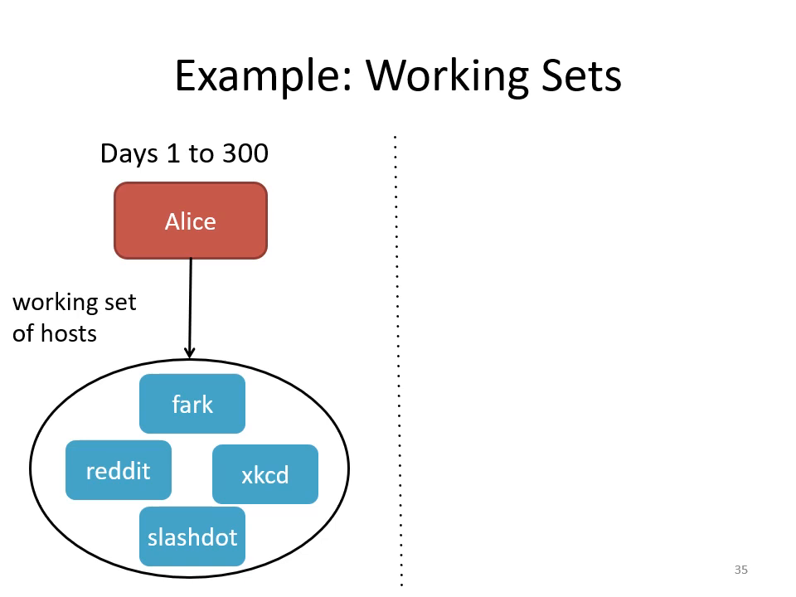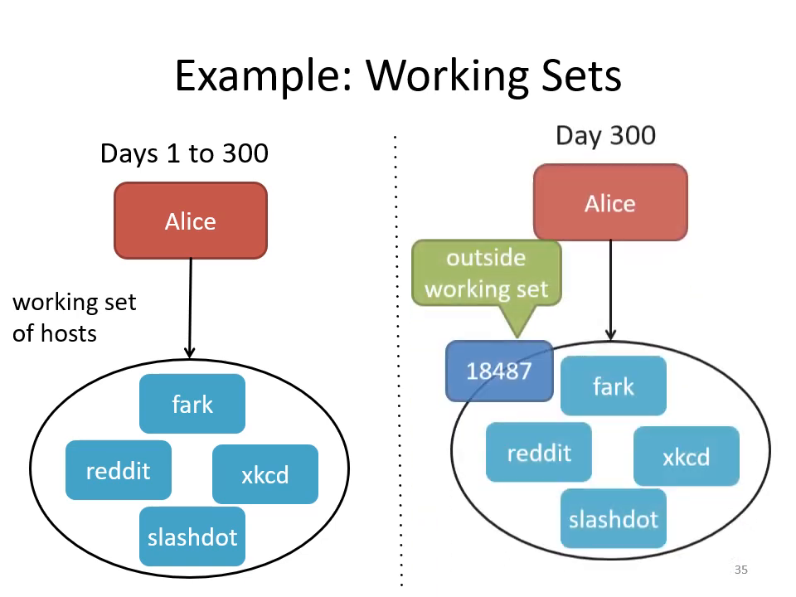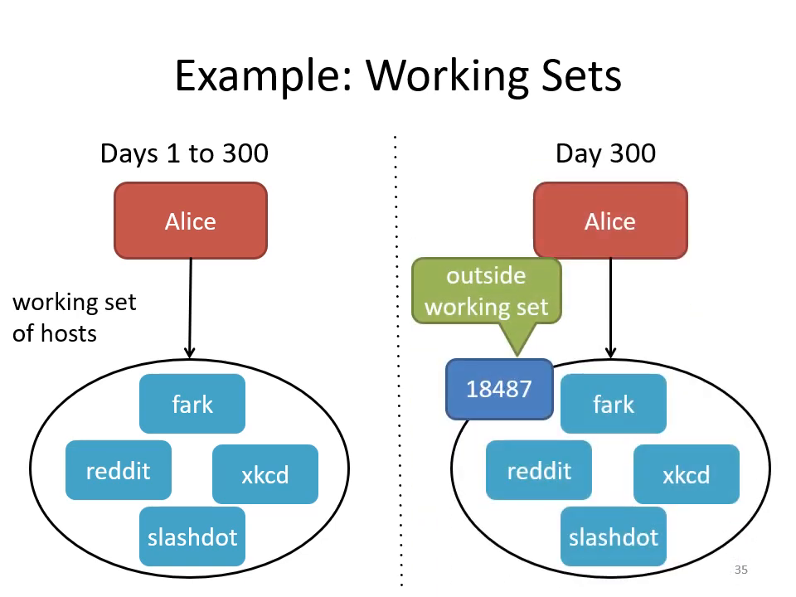If we see this on the first 300 days, and then on the next day, we see a connection to the machine 18487, we can kind of say, this looks anomalous. Alice never connected to this before. She's been pretty consistent on these other 4 machines. This looks like an anomaly. Maybe she's been attacked, and there's some rogue software. Somebody took over a machine that is now trying to attack. So this is the kind of anomaly that we can look for, where we see a deviation from normal behavior.